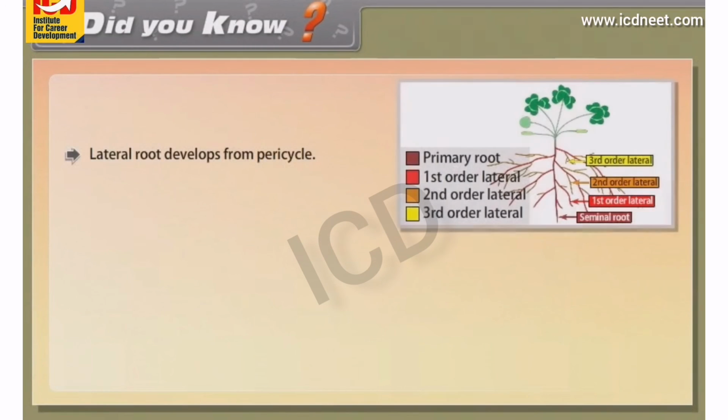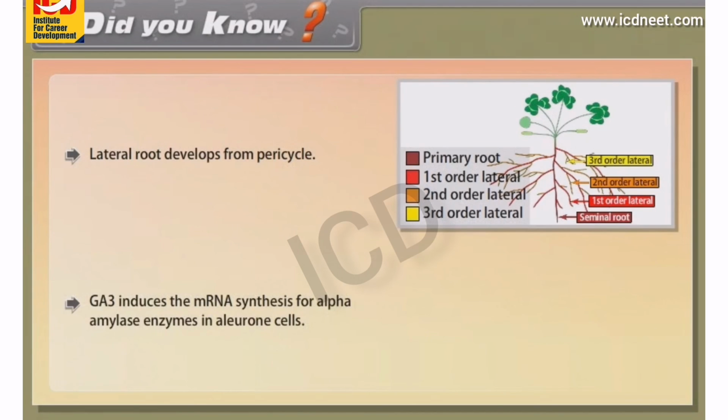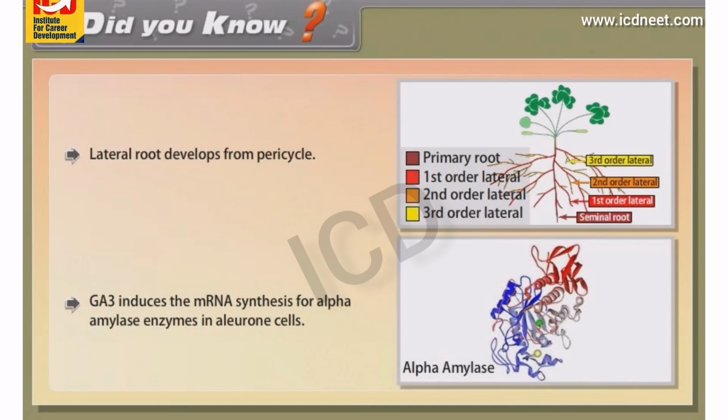Did you know? Lateral roots develop from the pericycle. GA3 induces the mRNA synthesis for alpha amylase enzymes in aleurone cells.